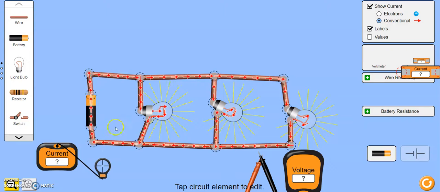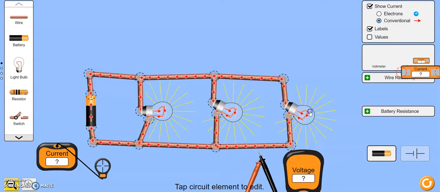But the key thing to remember is that the current flowing actually increases as we add more resistors or more loads when they are added in parallel. And again, notice that the brightness of these light bulbs did not change when I added another light bulb. Again, contrast that with the series circuit.